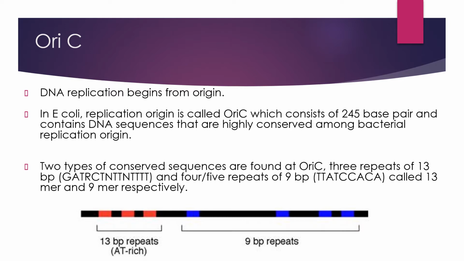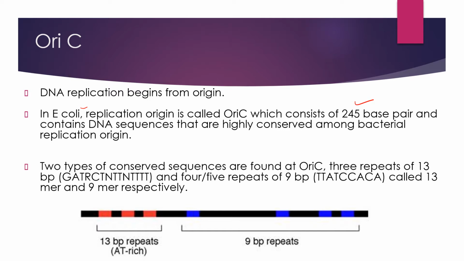It is the DNA replication origin in E. coli. It consists of 245 base pairs and contains DNA sequences that are highly conserved among bacterial replication origins. So it is a conserved region, generally 245 base pairs long. Two types of conserved sequences are present. What are those? There are 13-mer and 9-mer.